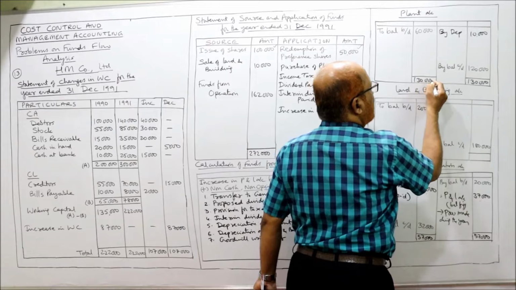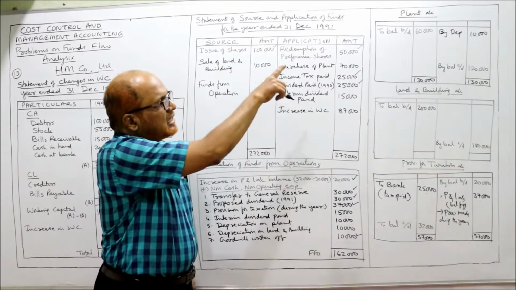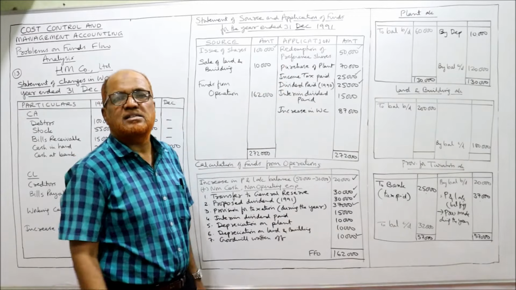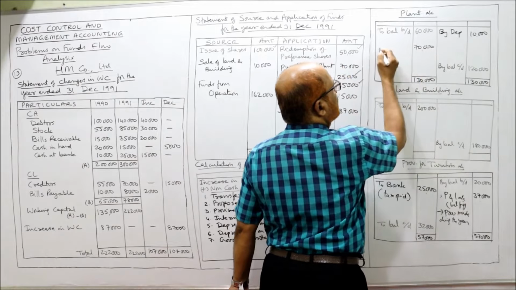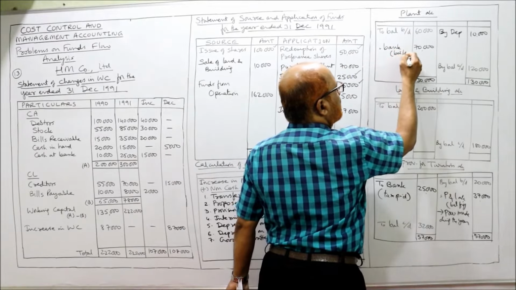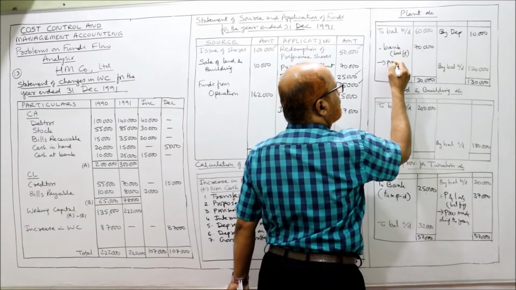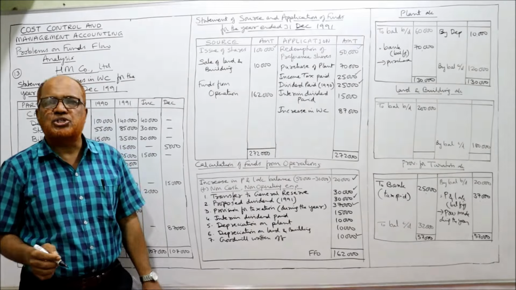1,30,000. From 1,30,000 deduct 60,000, you will get 70,000. This 70,000 is the purchase of plant to bank, the balancing figure. Purchase of plant. So during the year plant is purchased.